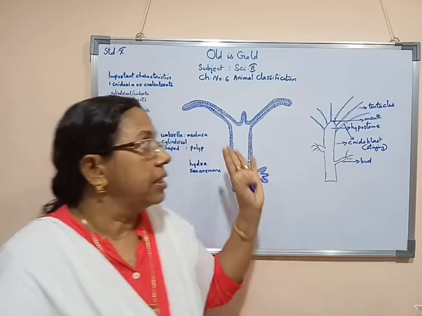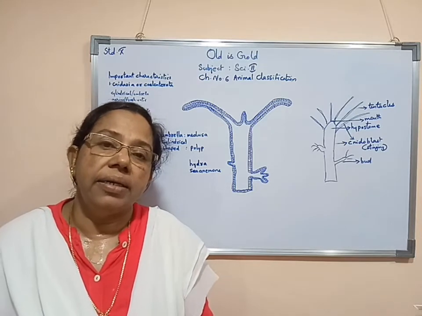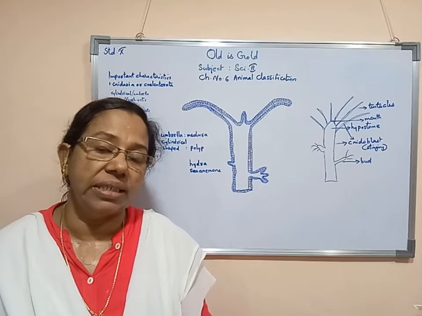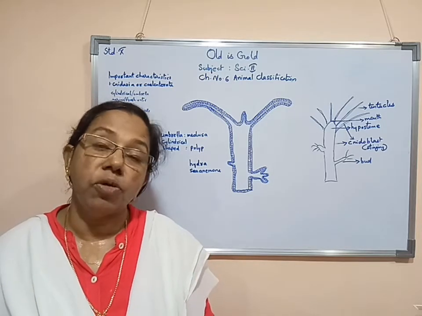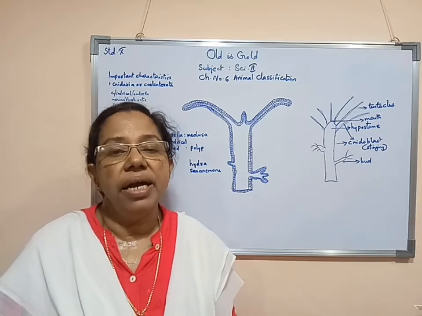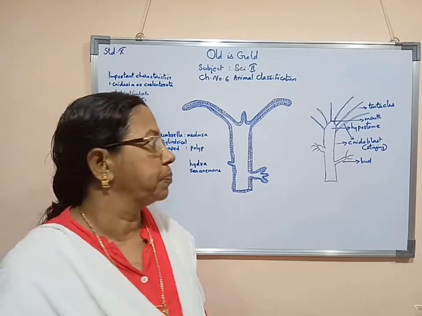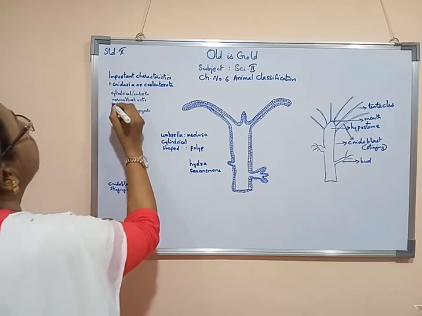Most of the cnidaria or coelenterata are in the sea or ocean. We can say they are marine. Few of them are in fresh water. Most of them dwell in sea water and few of them are in fresh water.